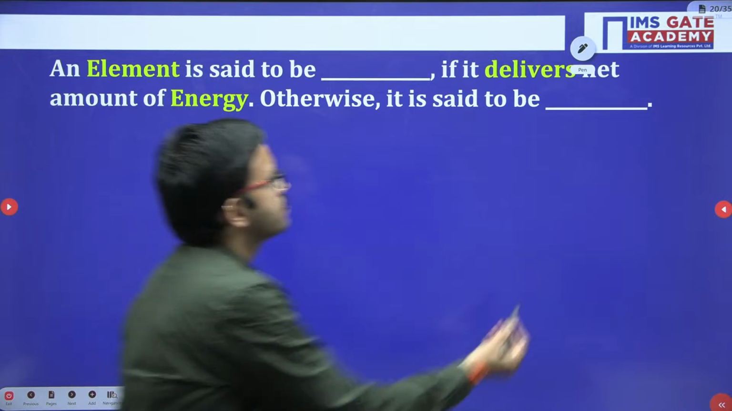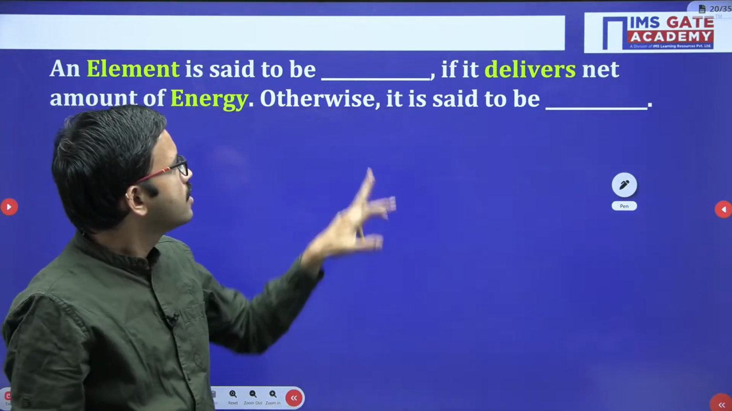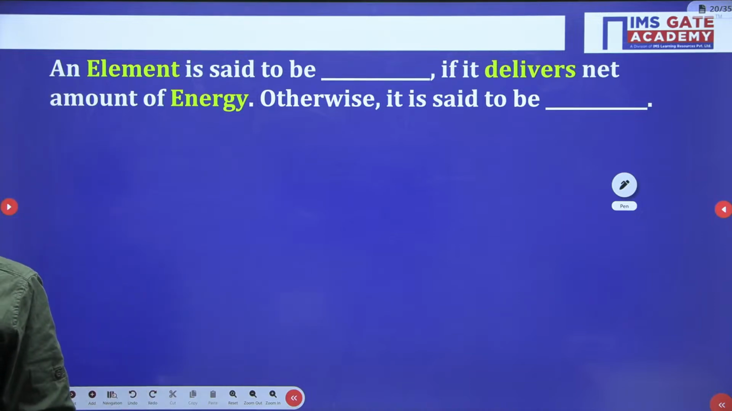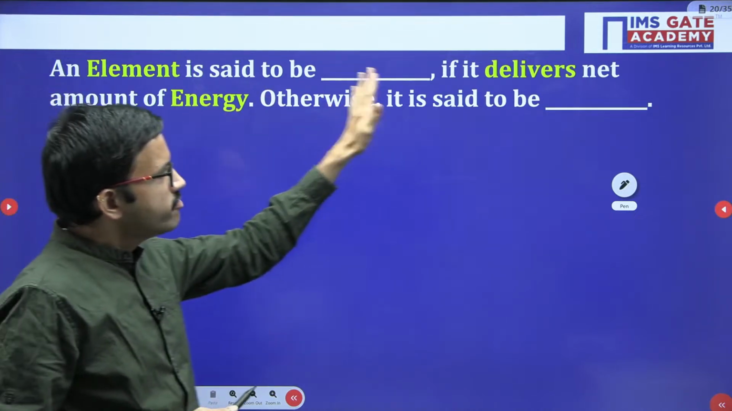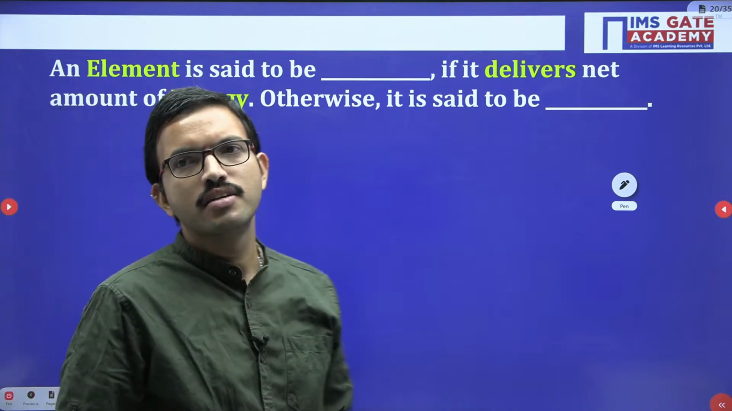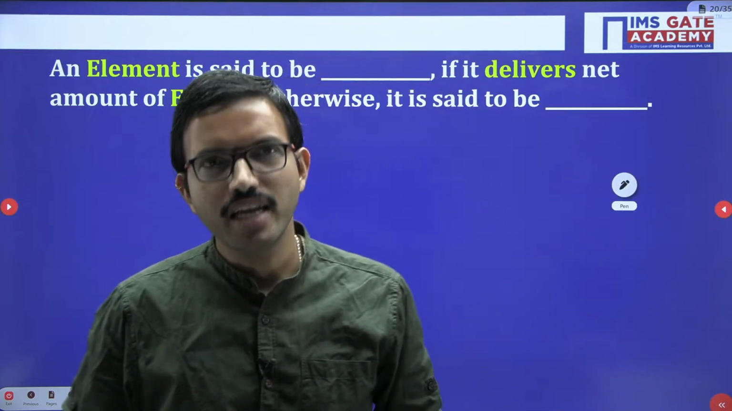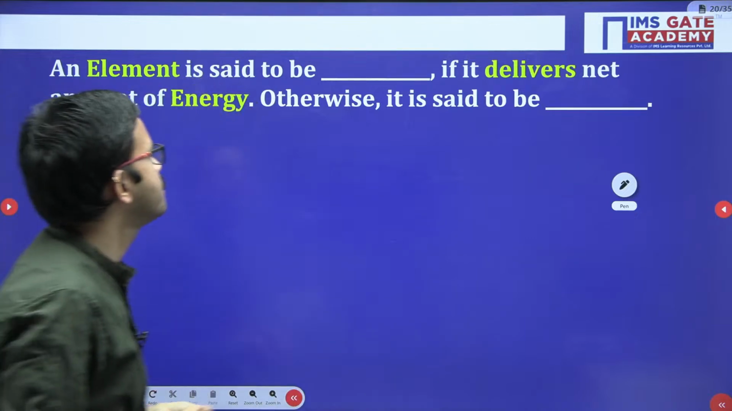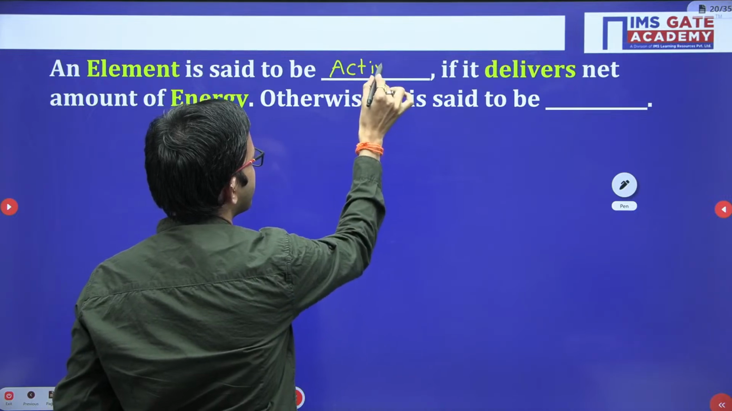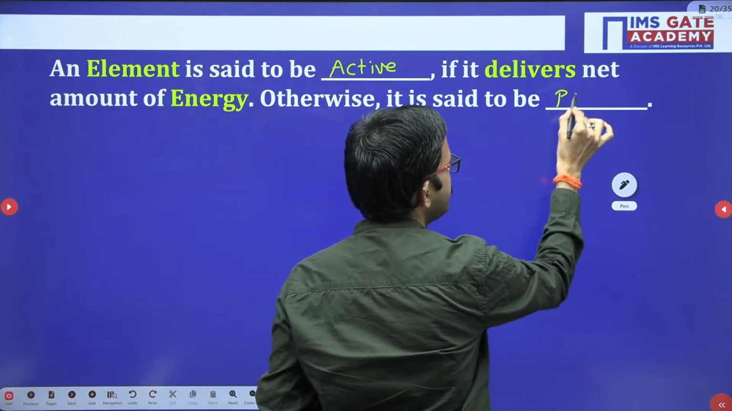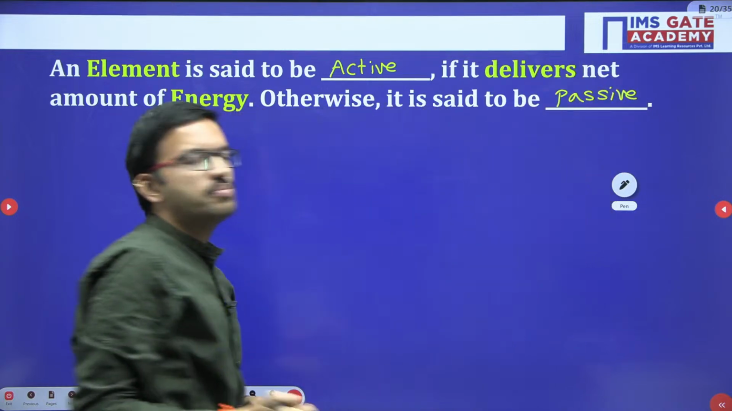All of you just give a try. Read these two lines: what word will you fill here? All of you can mention it in the chart. See here, an element is said to be dash if it delivers net amount of energy. From that word only you can guess: it is delivering energy. Whenever any element delivers energy, we call it an active element. An element is said to be active if it delivers net amount of energy. Otherwise, it is said to be passive.